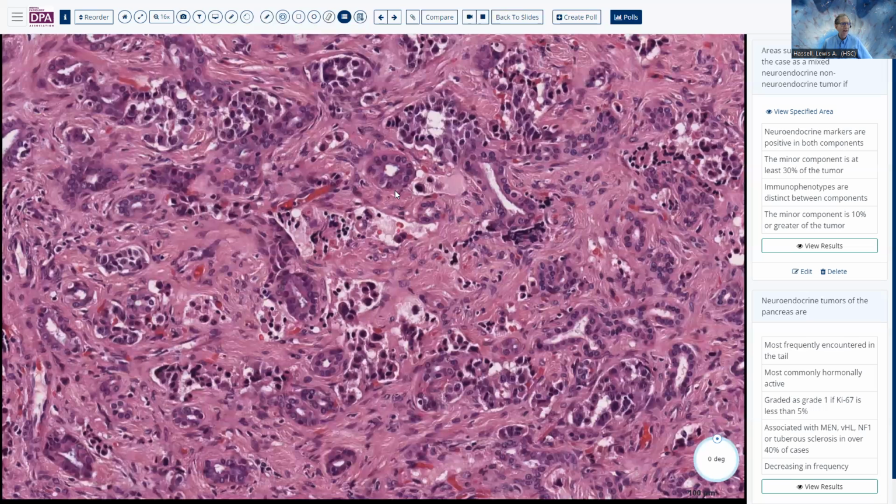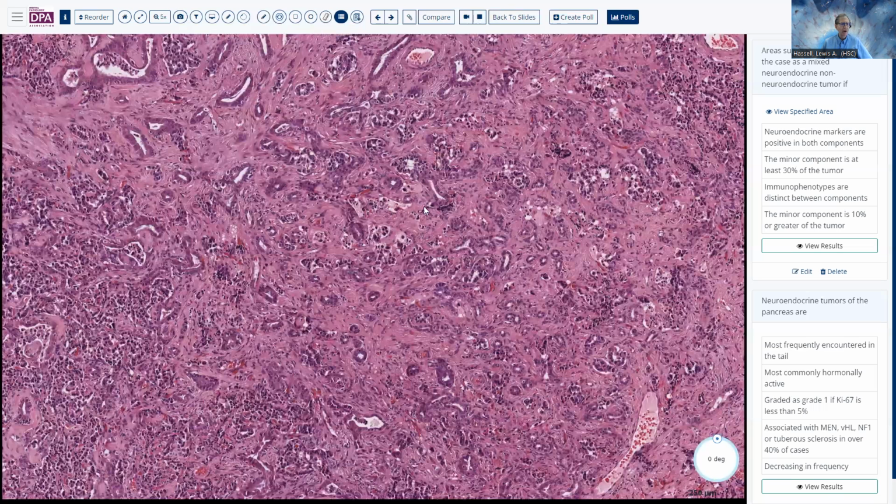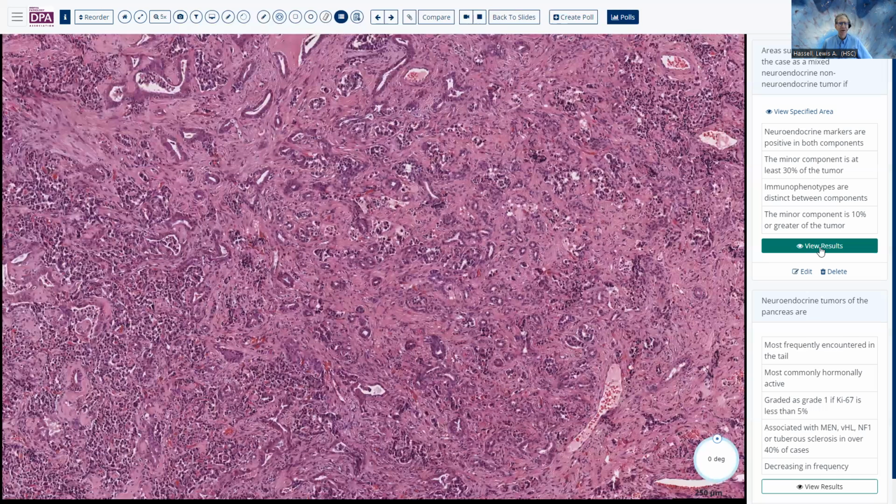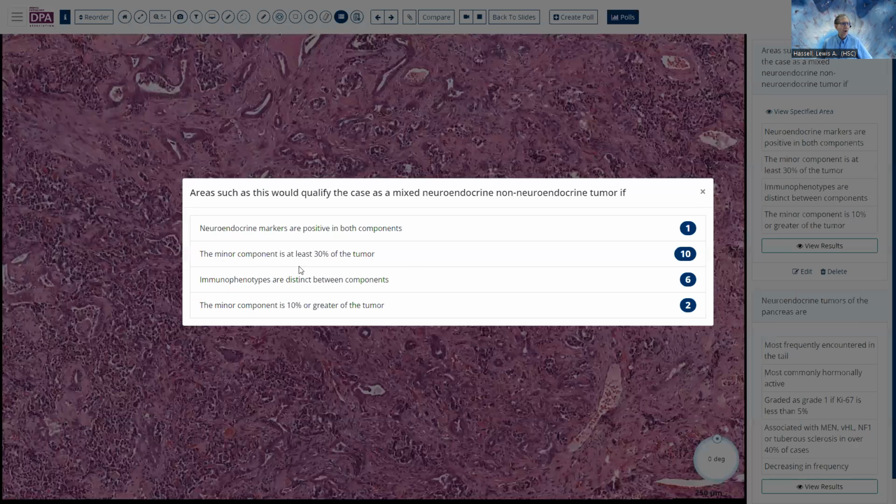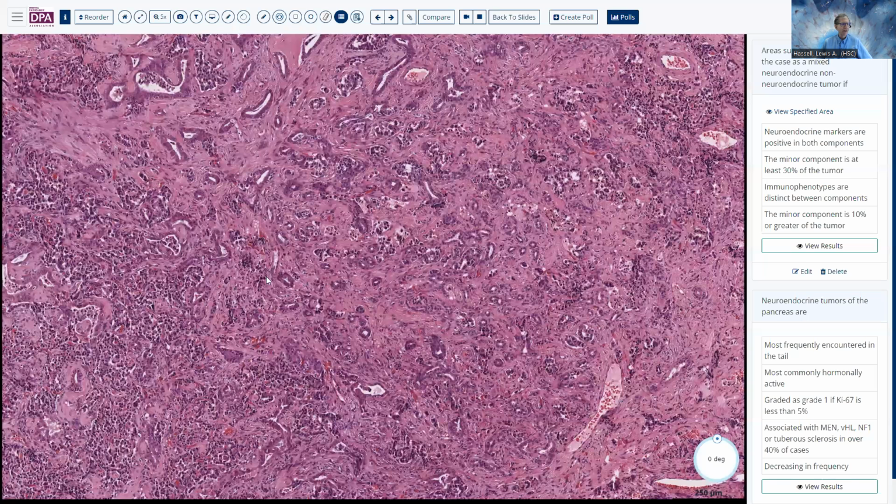So what qualifies as a mixed neuroendocrine, non-neuroendocrine tumor? So let's see, what? The minor component is at least 30% of the tumor. That's the cutoff. 30% is required in order to classify this as a mixed neuroendocrine, non-neuroendocrine tumor. So that's a very good, correct answer there.